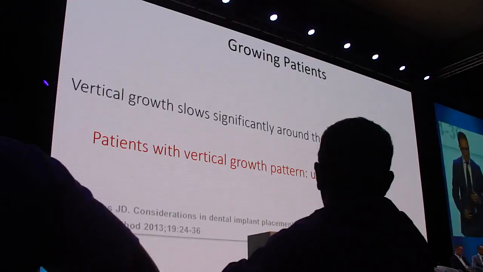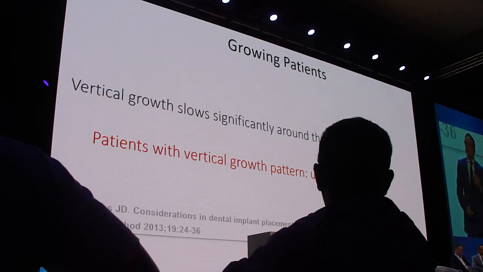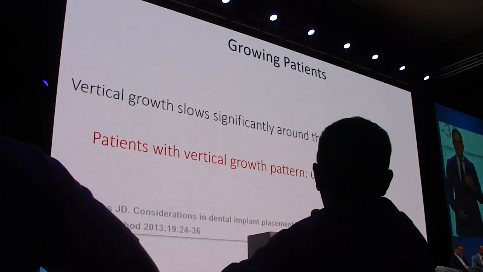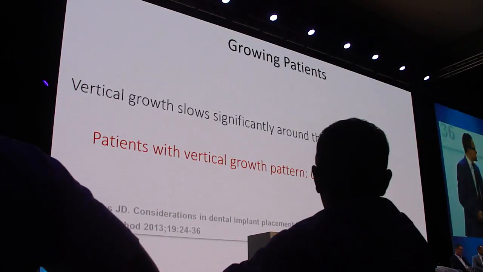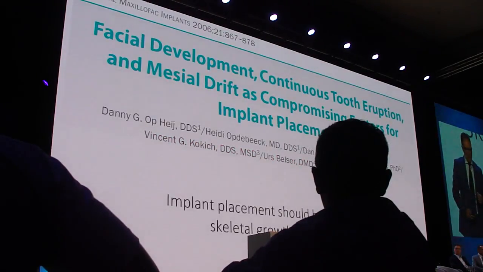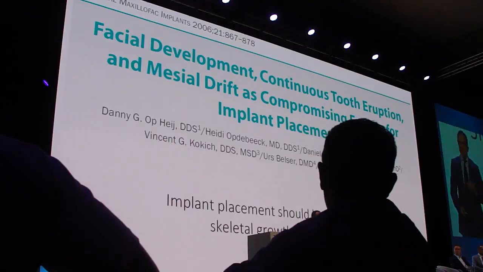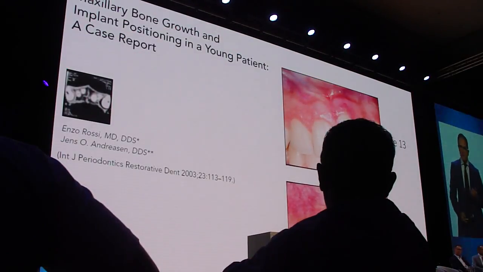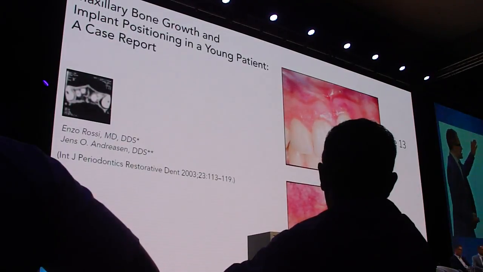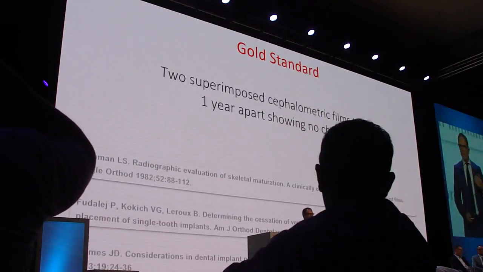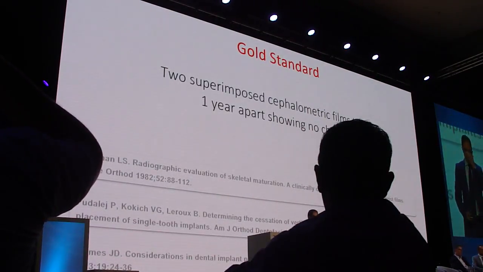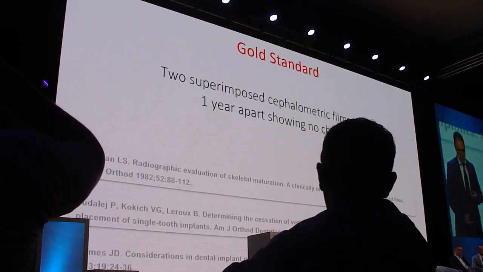And we know that vertical growth slows significantly around the age of 20, but in some specific cases, 25. So implant placement should be delayed until the skeletal growth is completed. Otherwise, we can observe these results with migration of the implant as an ankylosed tooth. So to perform implantology, we need two superimposed cephalometric films taken 1 year apart, showing no change.